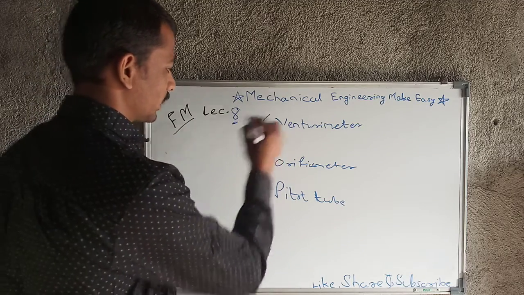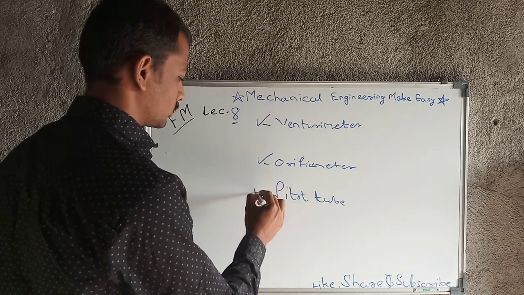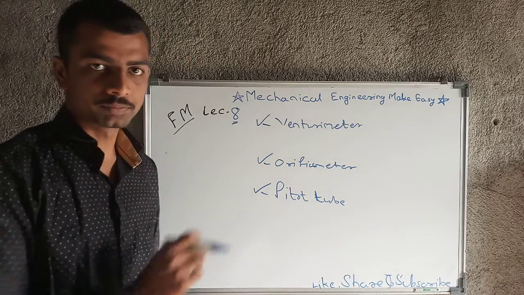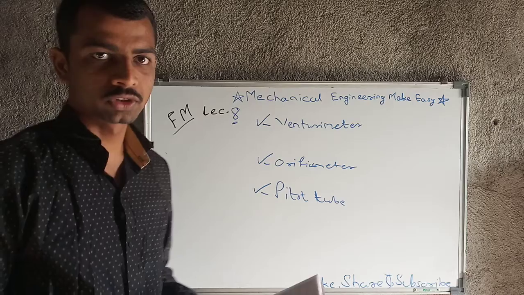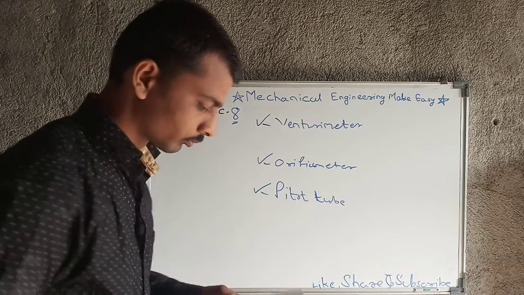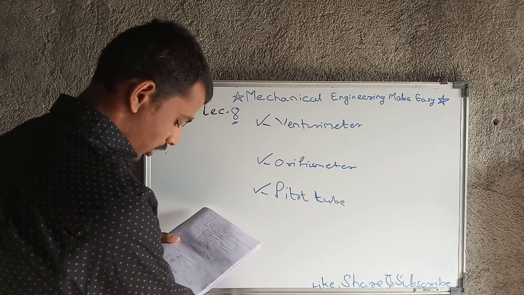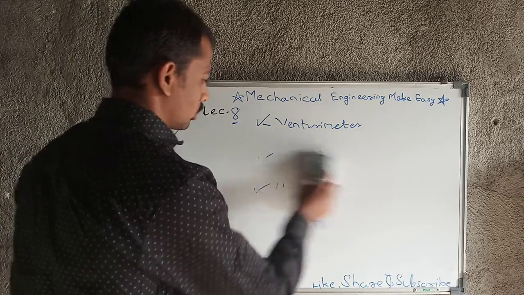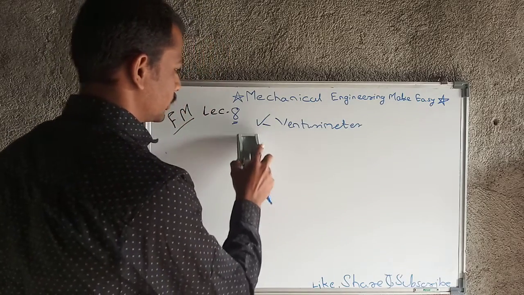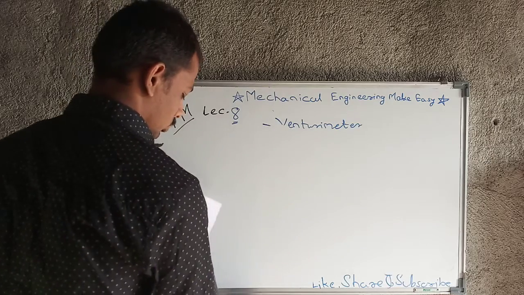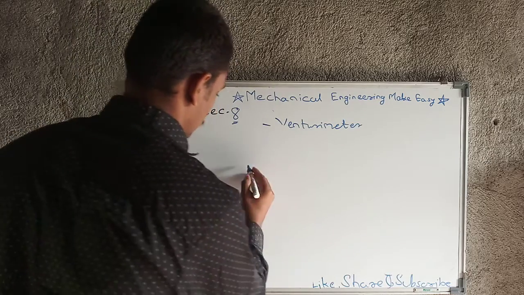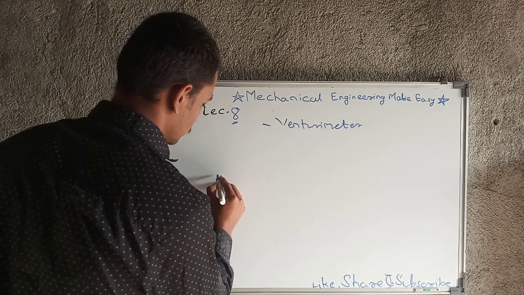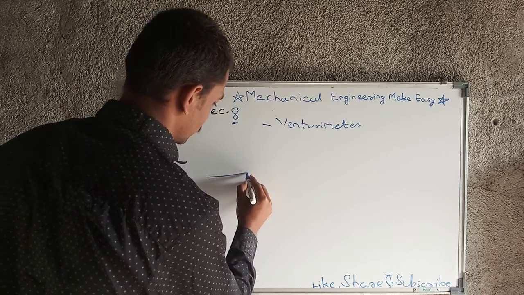So in that I am going to cover venturi meter, orifice meter and pitot tube. These three are the most important topics to calculate the discharge and for measuring velocity. Okay, so firstly I will go with venturi meter. I will draw the figure first, then I will explain you all the things.